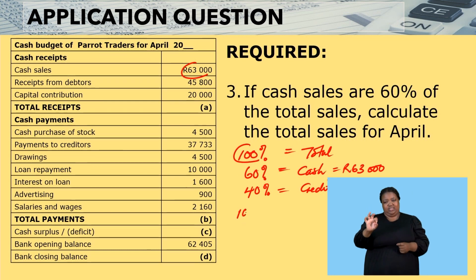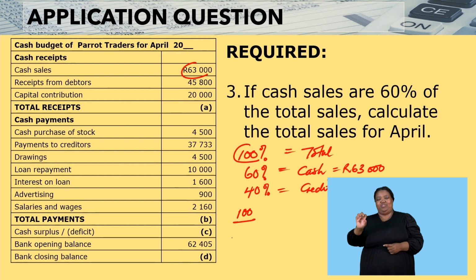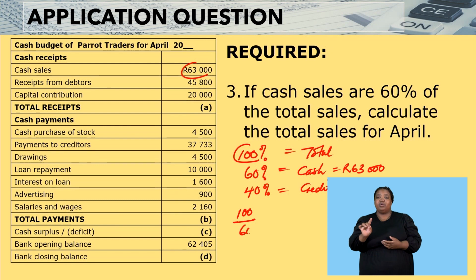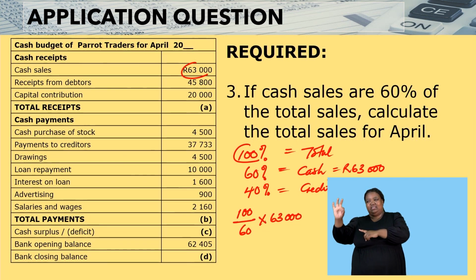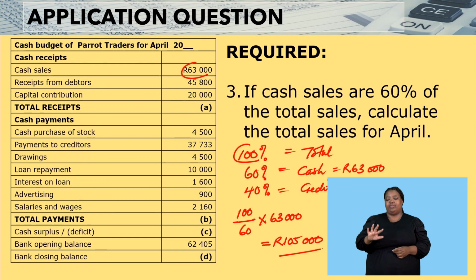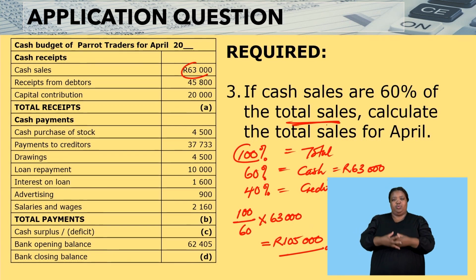So we say what we want is 100. Remember, whatever you want goes on top. And then you take what you have. What you have is 60. So it's 100 over 60 multiplied by 63,000. When you punch that in the calculator, it will give you 105,000. That becomes the total sales.